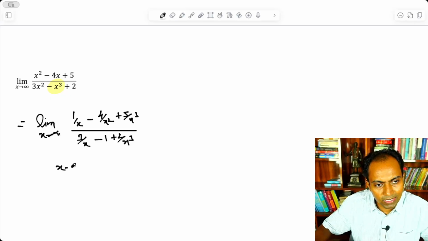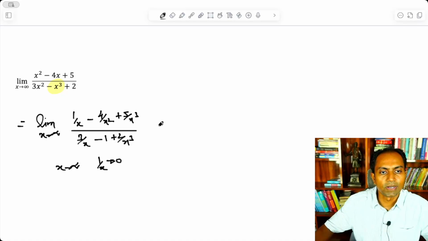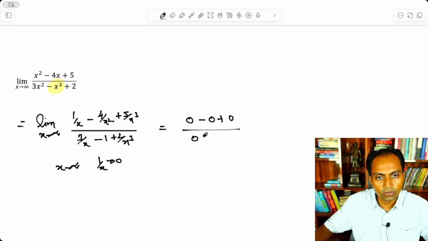We know that as x tends towards infinity, 1 by x will tend towards 0, and as a result, the numerator becomes 0 minus 0 plus 0. The denominator becomes 0 minus 1 plus 0. This is nothing but 0 by minus 1, that comes out to 0.